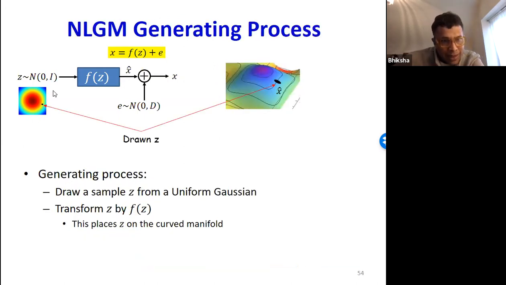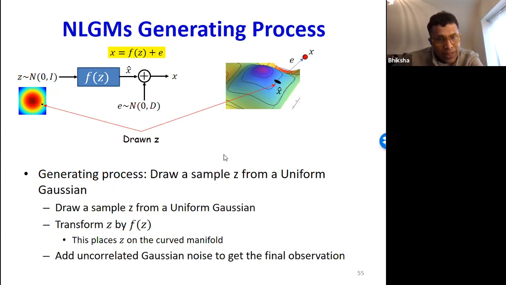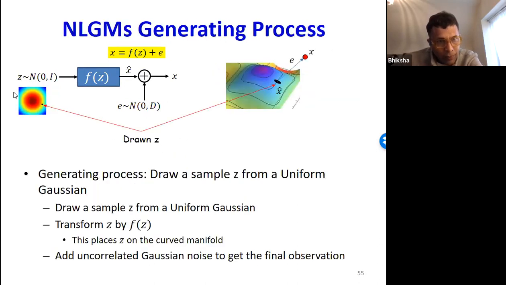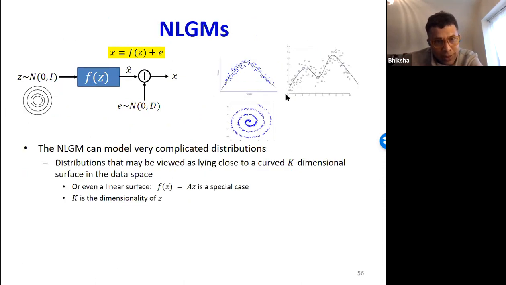To generate a single observation x, I'm going to draw a sample from my Gaussian. I'm going to transform that sample through f of z, which is going to place it maybe on this point on the curved manifold. And then I'm going to add some uncorrelated noise to this point, which gets me to the point x. And if you take many points from z and put them all through this process, the eventual scatter is going to look something like this.